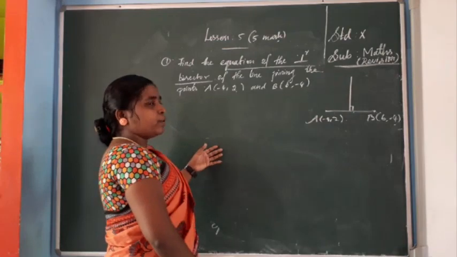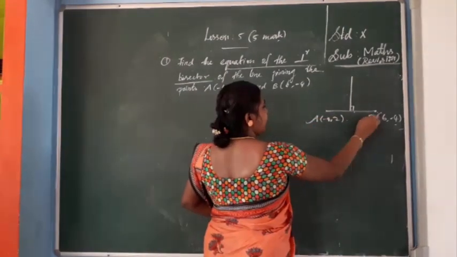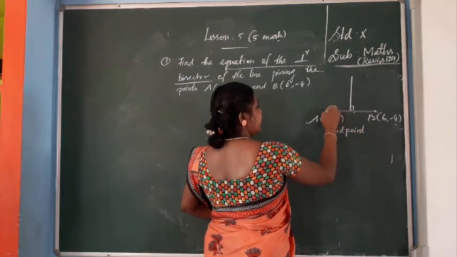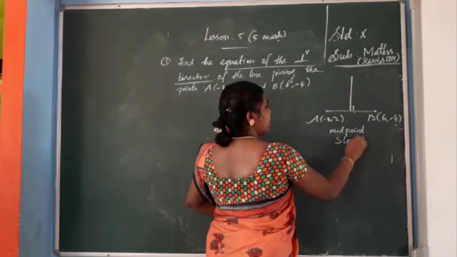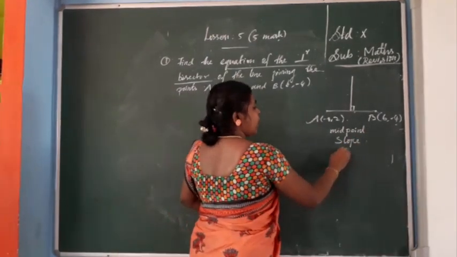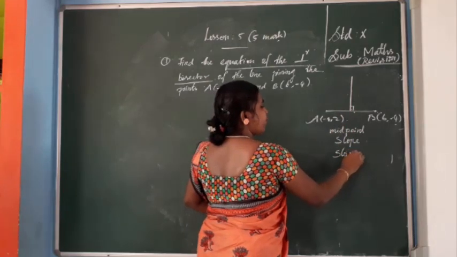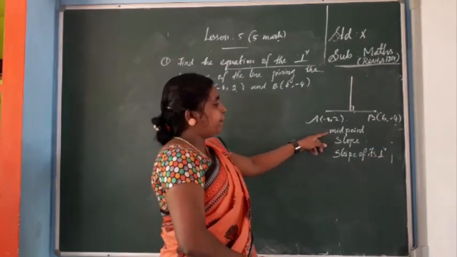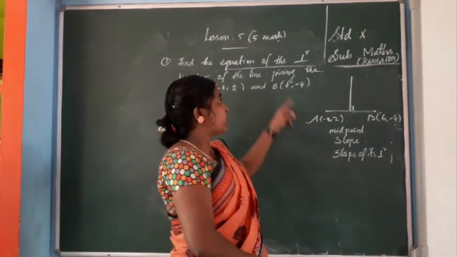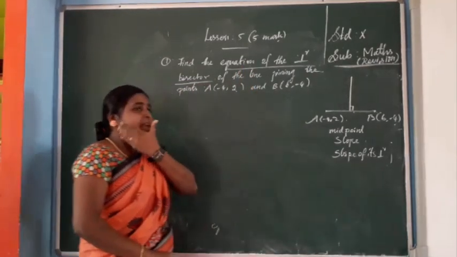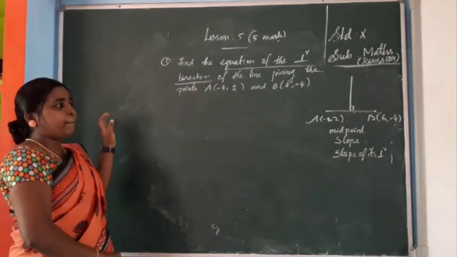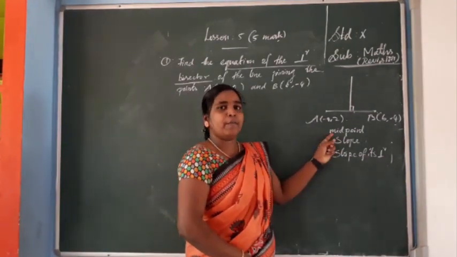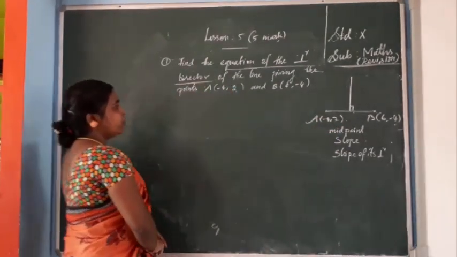So now you can use these steps. First find the midpoint of AB. Next find the slope of AB. Since this is perpendicular, we need the perpendicular slope. After getting the midpoint and slope, we can use the equation formula, y minus y1 equal to m into x minus x1, where m denotes the perpendicular slope and x1, y1 denote the midpoint. Shall we do it?